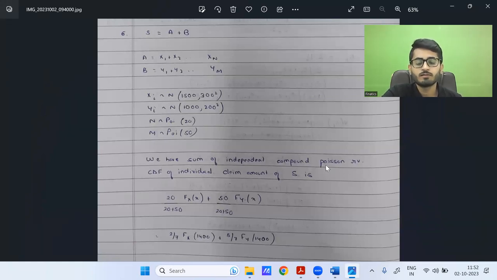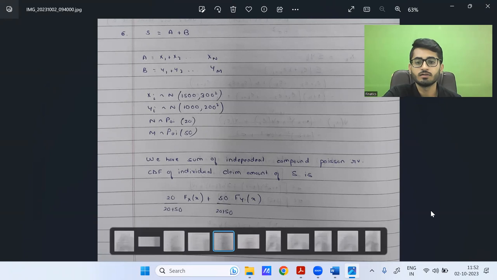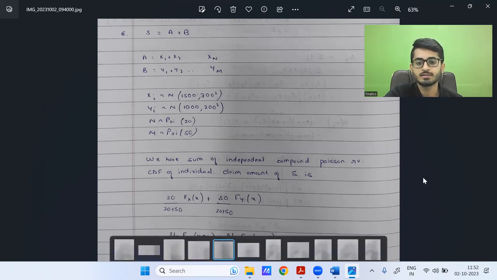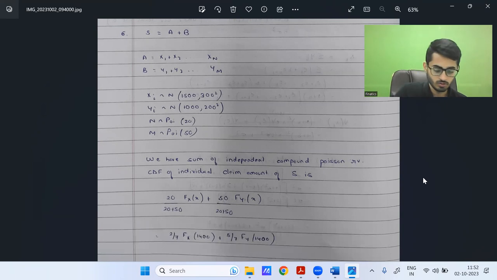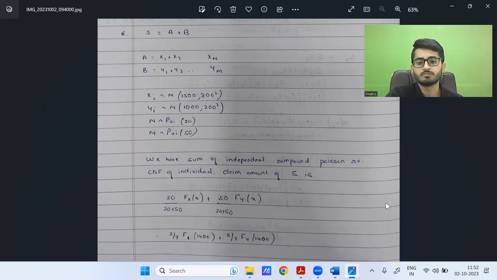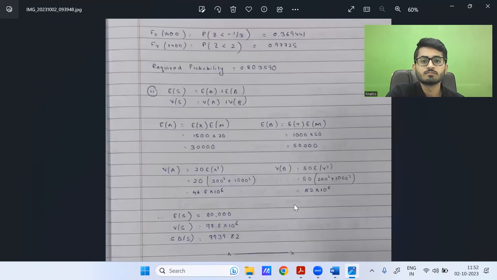We have the sum of independent compounds. So, this is my thing: 2/7 F_X(1400) plus 5/7 F_Y(1400). I have not performed the calculation, I guess. You can do it. X follows a normal distribution. You need to find the probability that X is less than 1400, and then similarly, you can find Y less than 1400. So I have shown this as well.